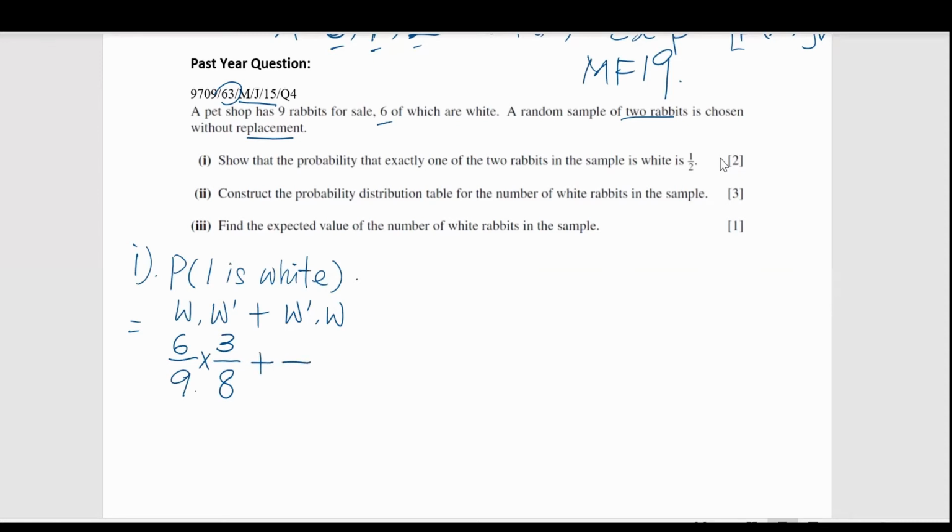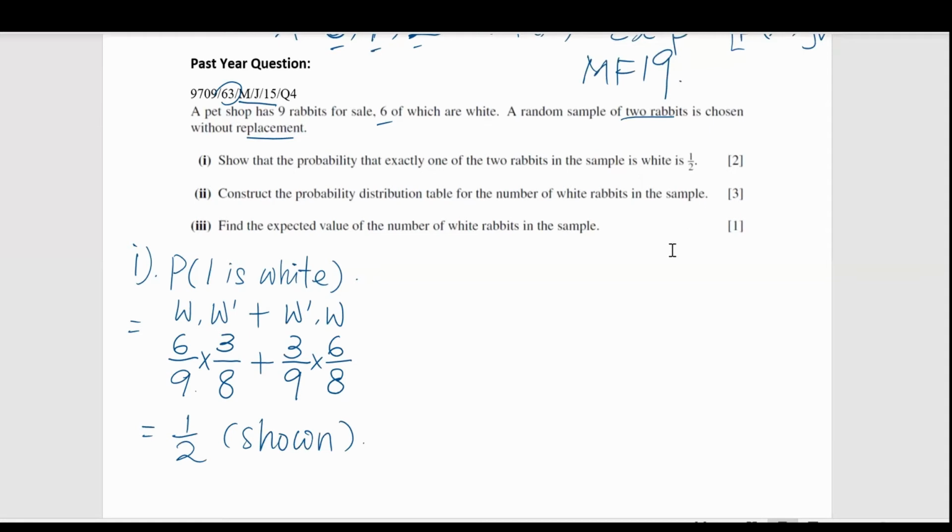Or the first rabbit taken out of the total 9 is not white, so 3 out of 9, followed by, now there are only 8 rabbits remaining, randomly choosing one and getting the white rabbit, so 6 out of 8. Do the calculations: 6/9 times 3/8 plus 3/9 times 6/8. It is half. So we have shown it.